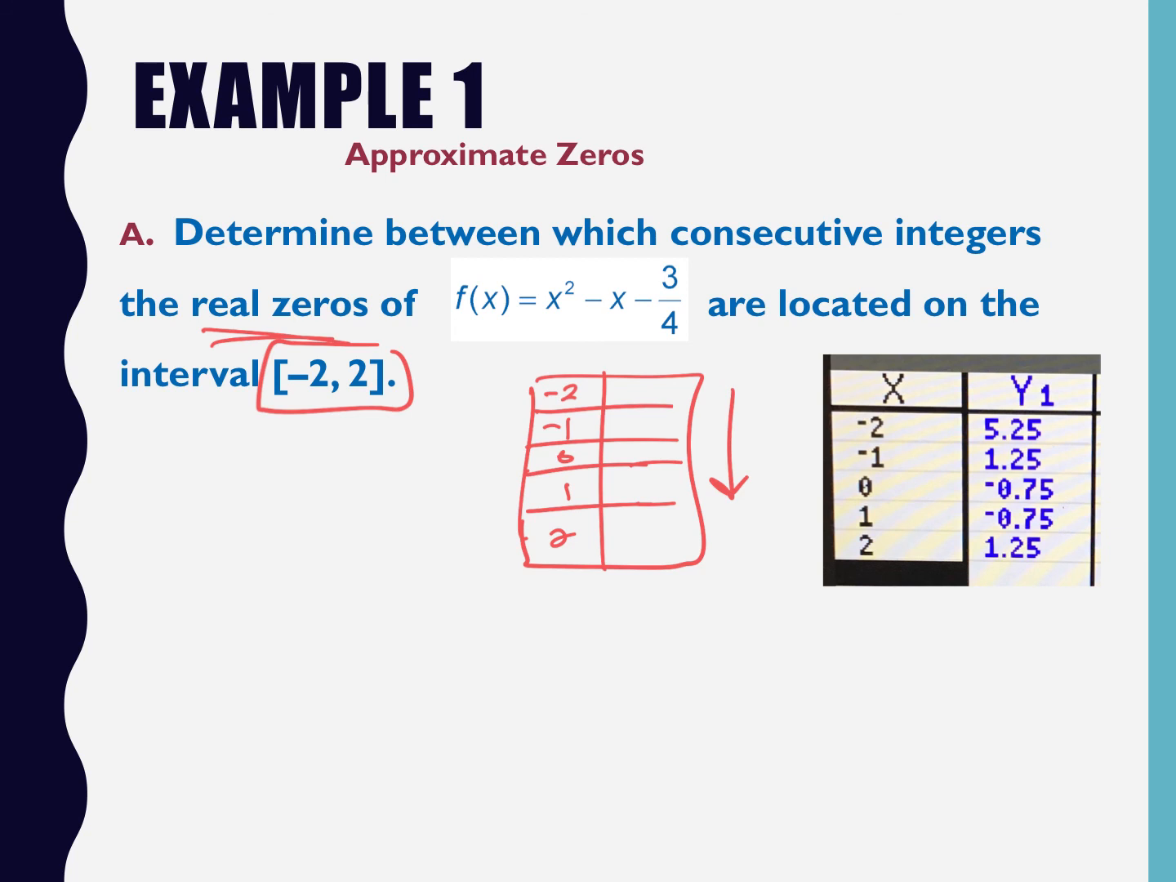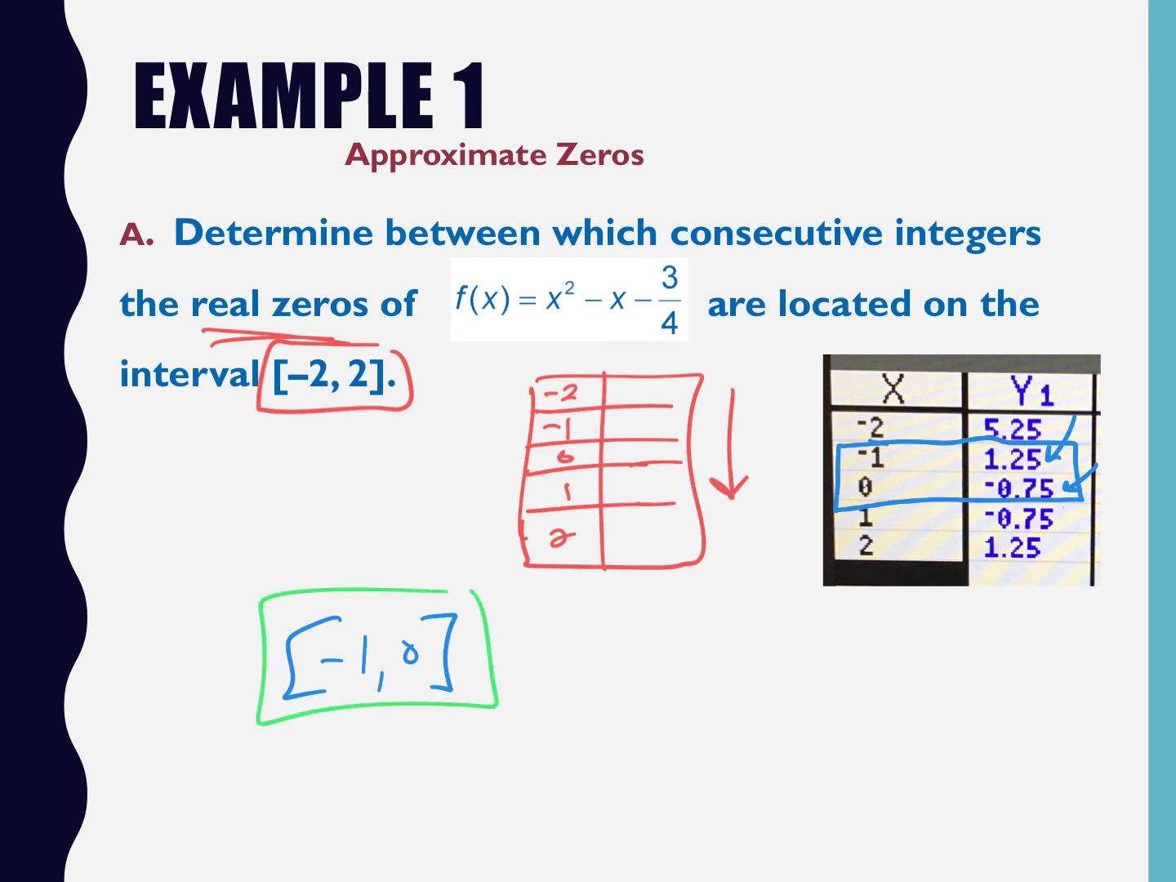So notice I already went ahead and plugged these in on my calculator. So if I plugged in -2, I got 5.25, I got 1.25. But notice, in fact, there's a couple spots here. In fact, between -1 and 0, notice that the output changes from a positive to a negative. So that means that there has to be a 0 between -1 and 0. There's one of those consecutive integers, so we got that answer.